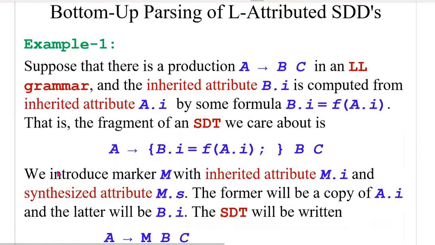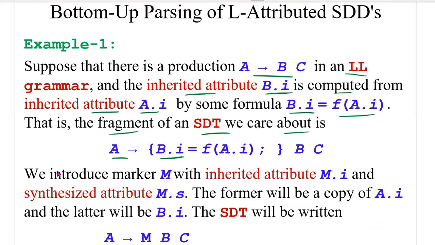Now let us see one example. Here A derives BC in an LL grammar. The inherited attribute B.i is computed from inherited attribute A.i by some formula, B.i equal to f of A.i. That is, the fragment of an SDT we care about is A derives, B.i equal to f of A.i. Now this is the action included in the production. Now BC remaining the same, on the right side.